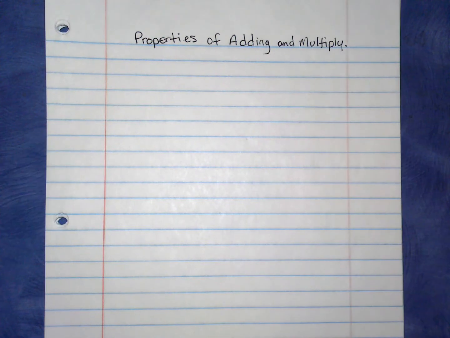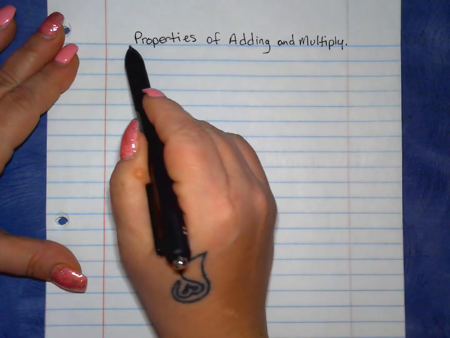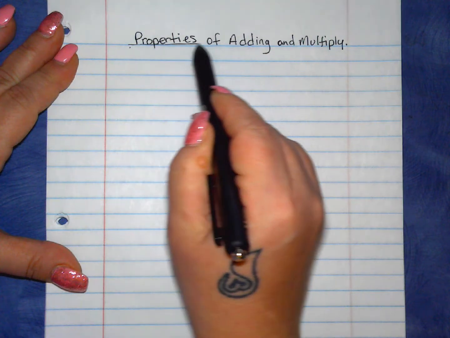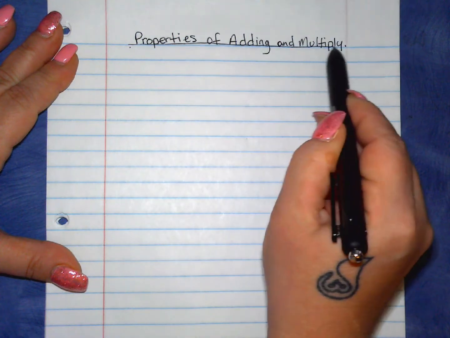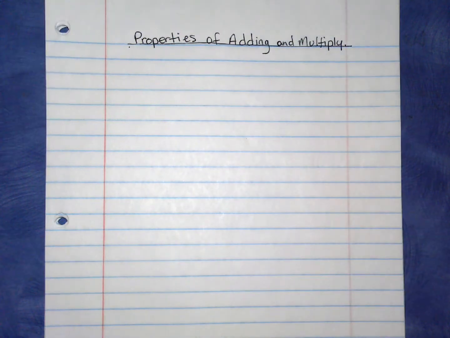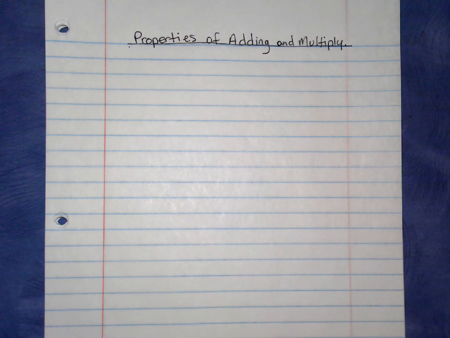And you're probably thinking, well, that's kind of weird. We don't usually talk about adding and multiplying together. We usually talk about adding and subtracting and multiplying and dividing. But today we're going to talk about some ways that we can work with expressions and equations that are exclusive to addition and multiplication, and they make life easier when we start working with them.